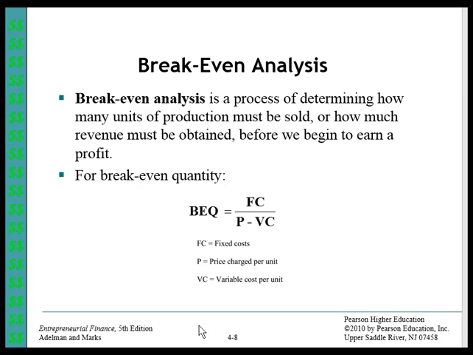So we have a lot of concepts here all at once, right? So the break-even quantity is the fixed cost of the company divided by what's referred to as the contribution margin.